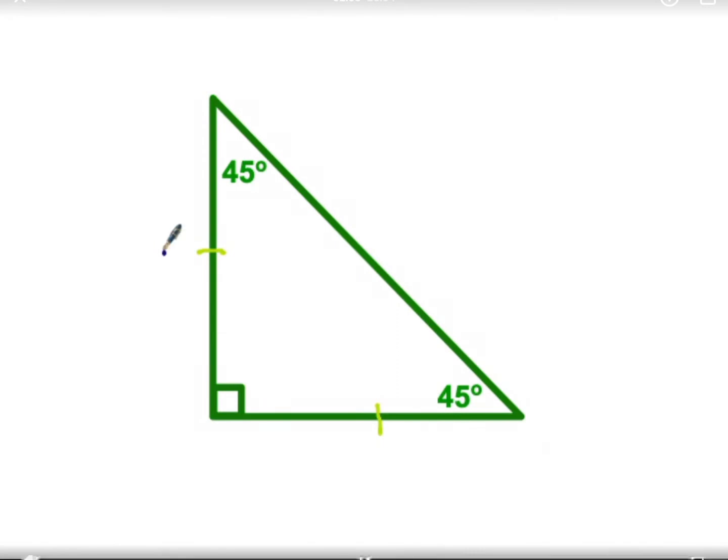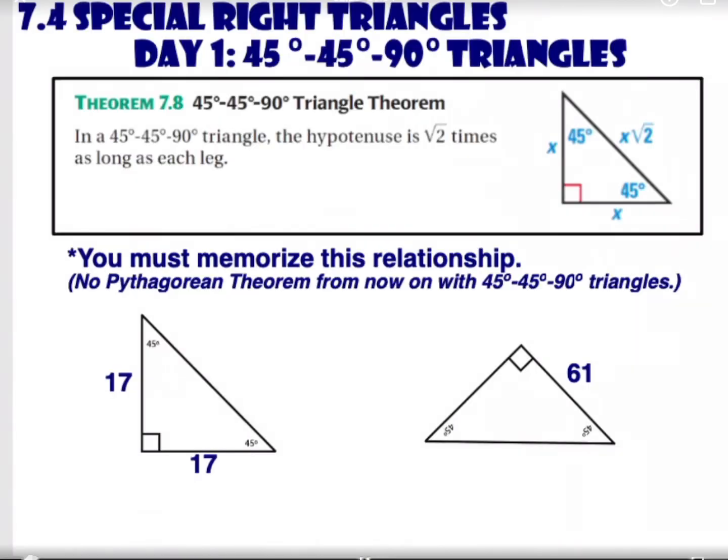If I told you that this leg of the triangle was 9 units long, obviously this leg is also 9 units. But we could also, without using the Pythagorean theorem, say that the hypotenuse is 9 times the square root of 2 units long. That relationship works for every 45, 45, 90 triangle. There's even a theorem that goes with it.